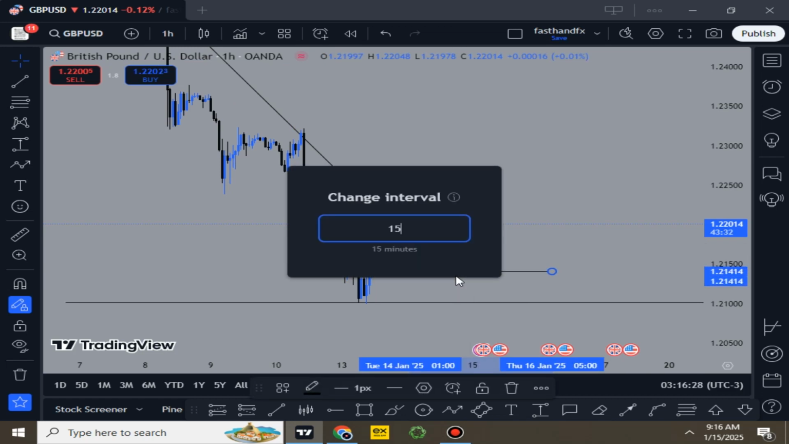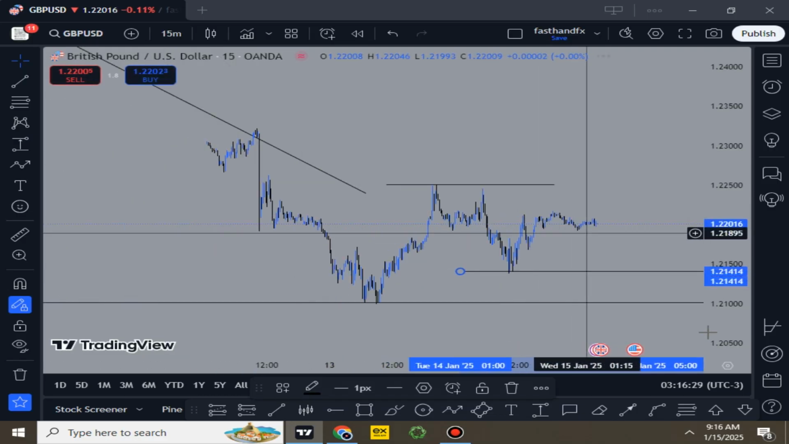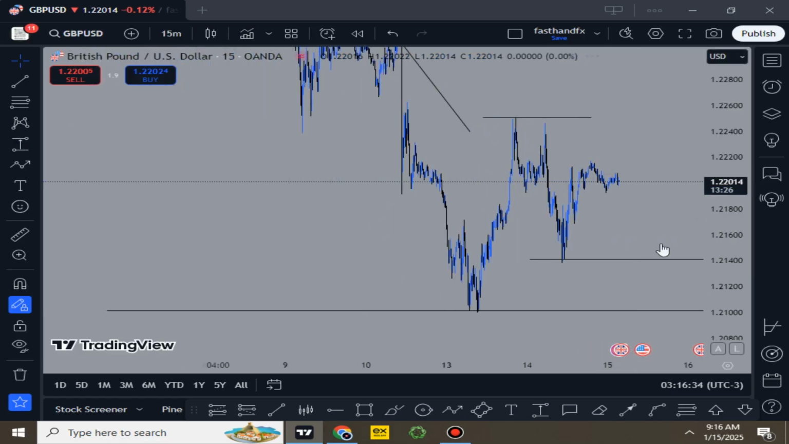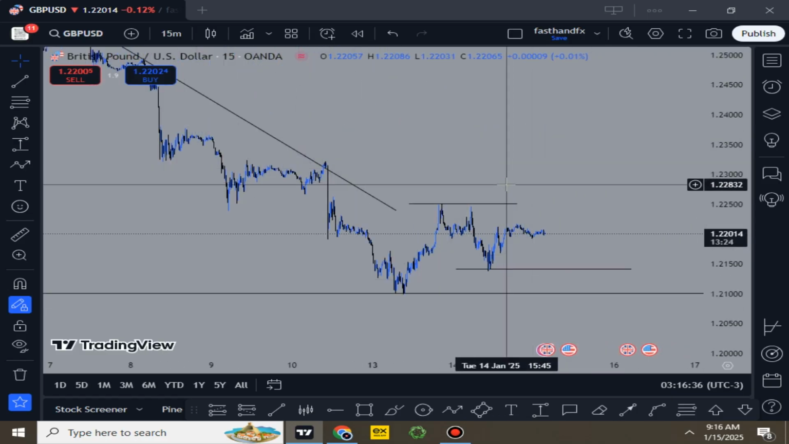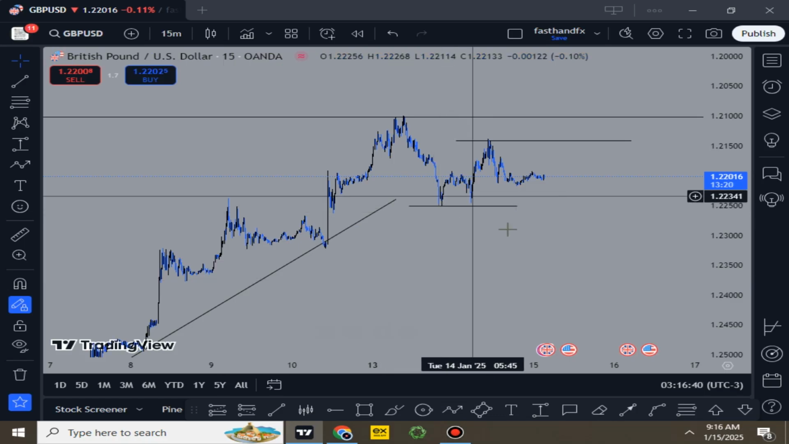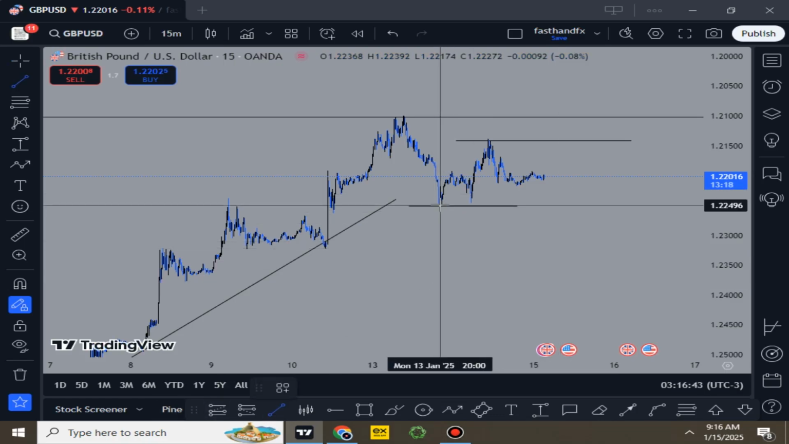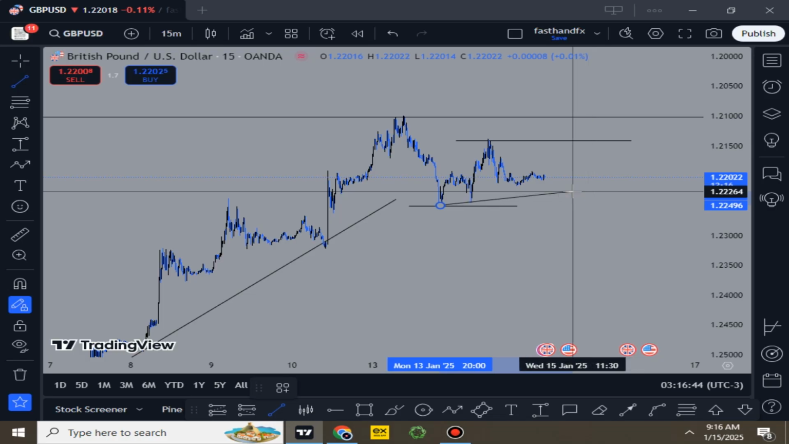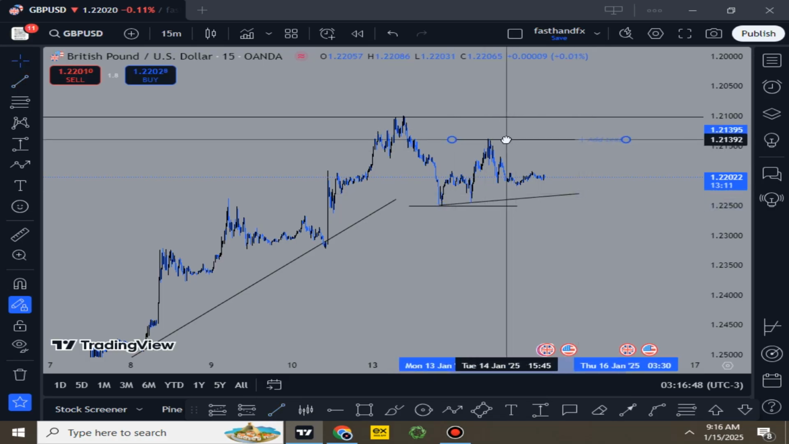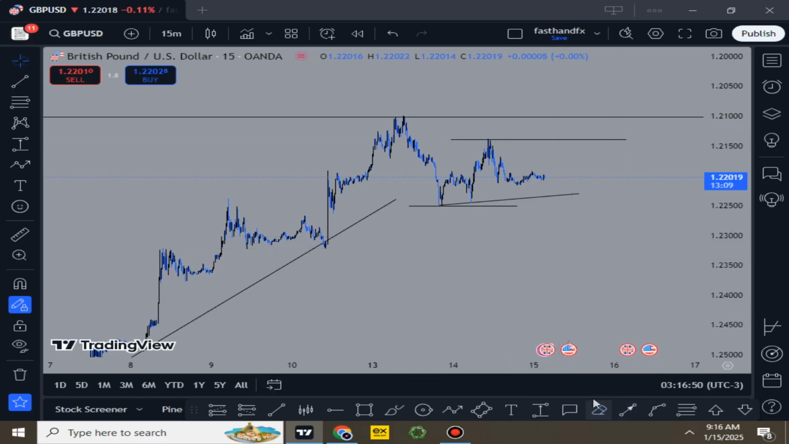Then I'll hit the 15. So what are we looking for? Let's see. So we had this. Let's just try to understand the market. Anything goes. Let's just mark out that level right here. Correct. So I think I should remove this.